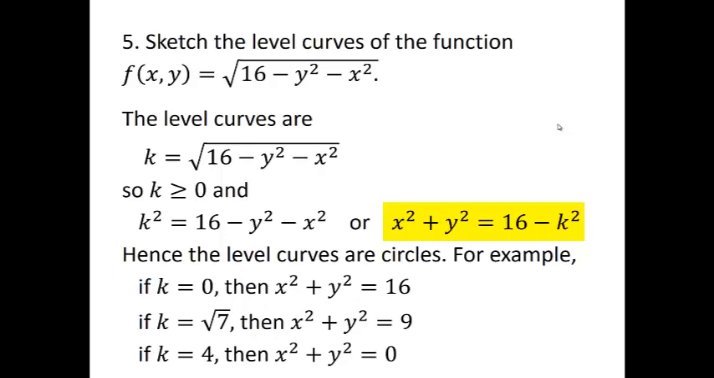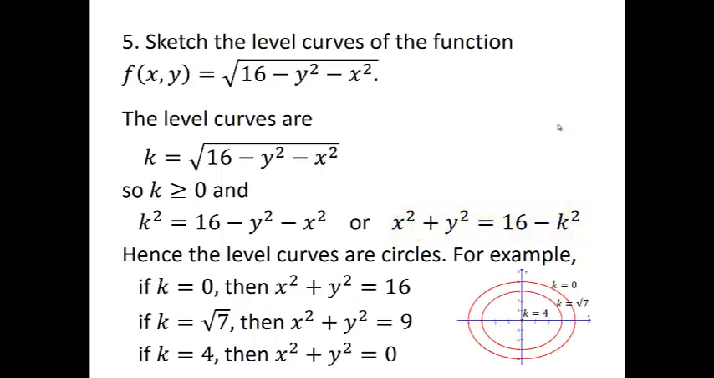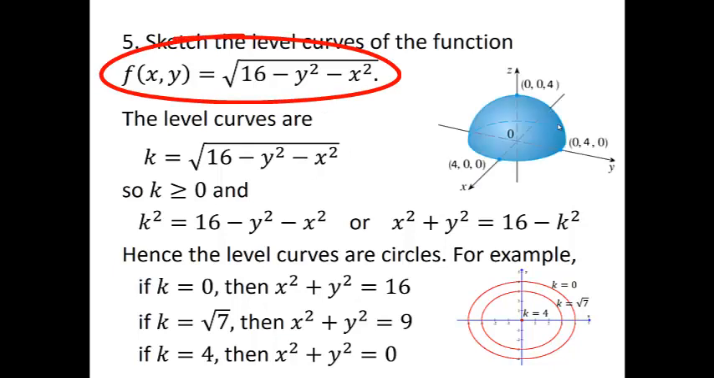And if k is 4, then we get the point, actually, x squared plus y squared equals 0. And so to sketch our level curves, they would look like the circles that you see here. Again, this makes sense for an answer because our surface in this case is the top half of a sphere. And so it conceptually makes sense that if we slice that sphere with horizontal planes, those intersecting curves are going to be circles.